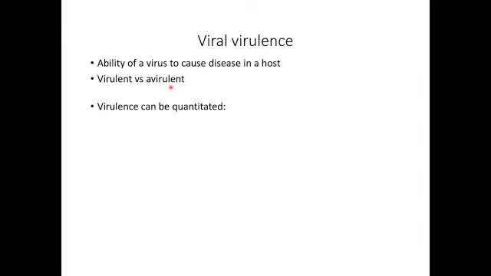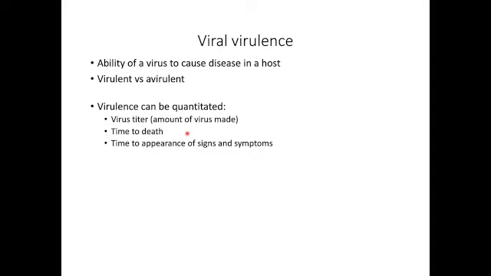Now, we can actually quantitate virulence. We can put numbers to it. We can measure the virus titer, or the amount of virus being made in an animal, in a human, in a particular type of cell in culture. We can measure the time to death in our test animals or in a naturally occurring outbreak. We can look at the time to the appearance of signs and symptoms. So how long is the incubation period for a particular disease? And how severe are those symptoms?